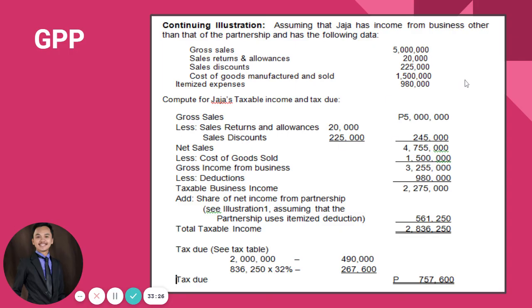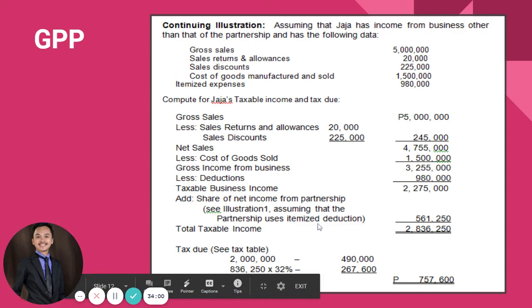So here for discussion purposes, let us assume that Jaja opted to deduct the itemized expenses and to be taxed at graduated tax rates. So we have here the taxable business income, guys, of 2,275,000. So it's just the same as how we computed business income from an individual taxpayer before, and then add, so our assumption here, guys, is that the partnership used itemized deduction also.